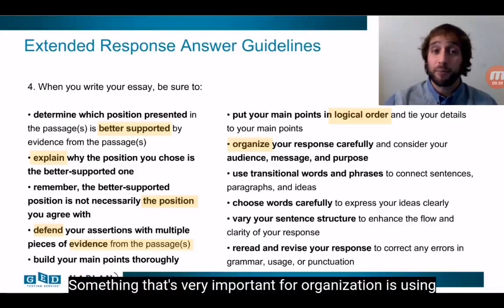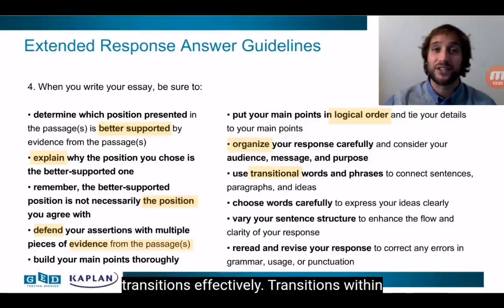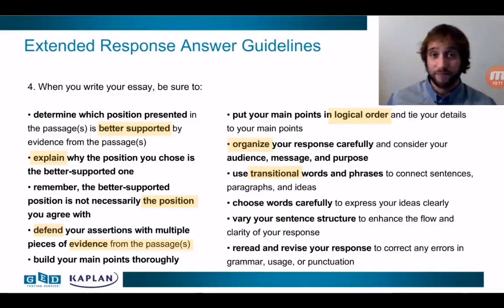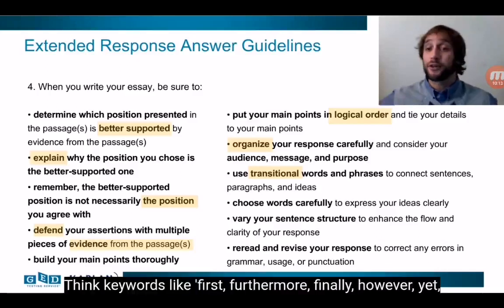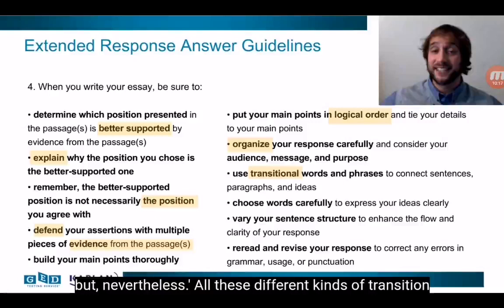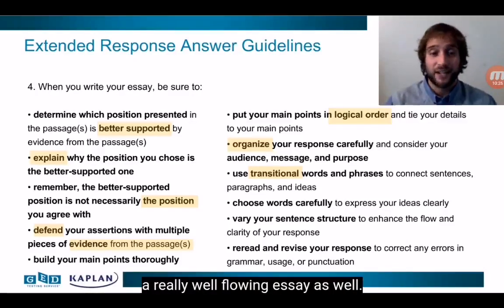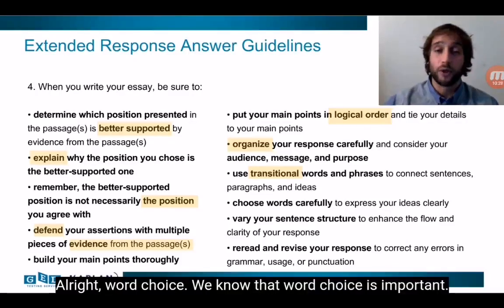Something that's very important for organization is using transitions effectively. Transitions within paragraphs can be really strong. Transitions between paragraphs are absolutely essential. Think keywords like first, furthermore, finally, however, yet, but, nevertheless. All these different kinds of transition keywords can really help us form a really powerful and well-flowing essay as well.